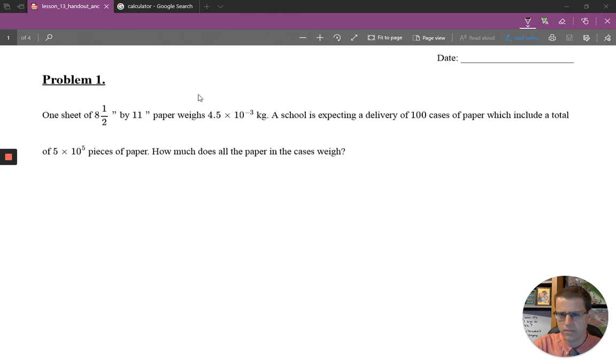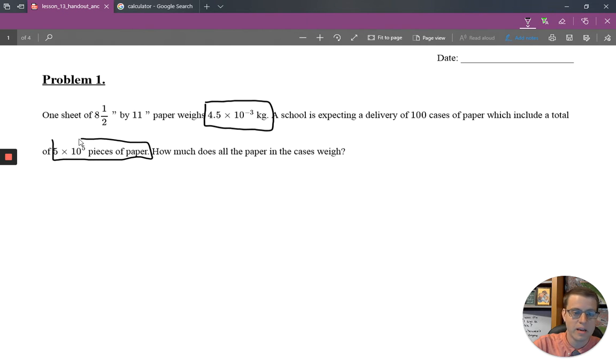Well, a lot of information here. If we just take out what's important, we have 4.5 times 10 to the negative third kilogram is what one sheet weighs. We know there's a total of 5 times 10 to the fifth pieces of paper overall. So we don't need to worry about the size or the number of cases. We just need to take these two numbers and do what? Each paper weighs this, there's this much paper, so we're going to multiply.